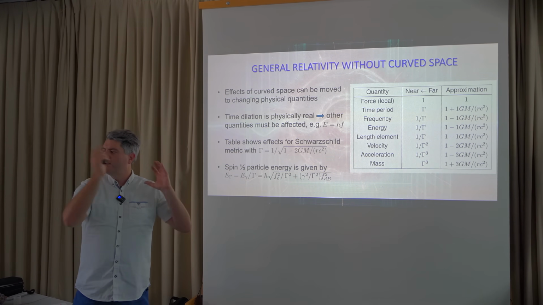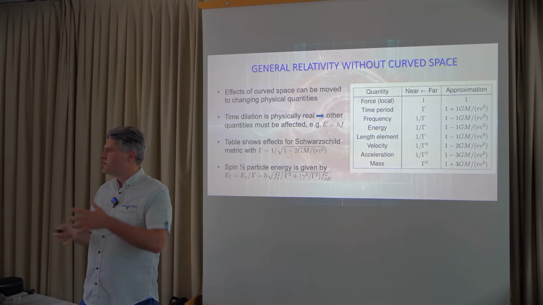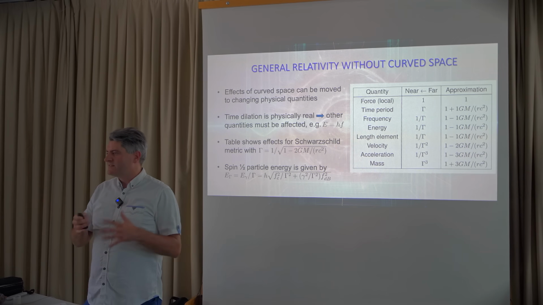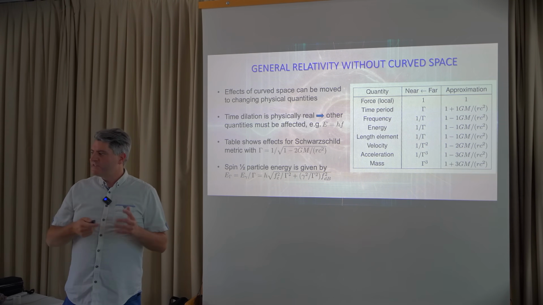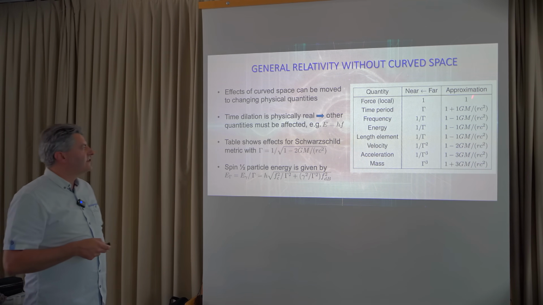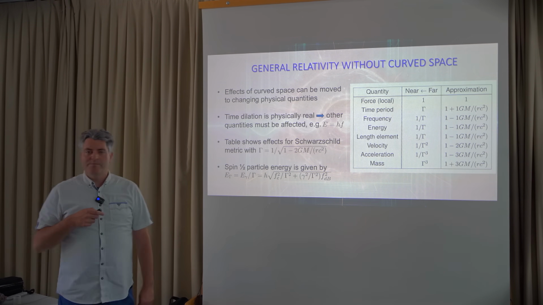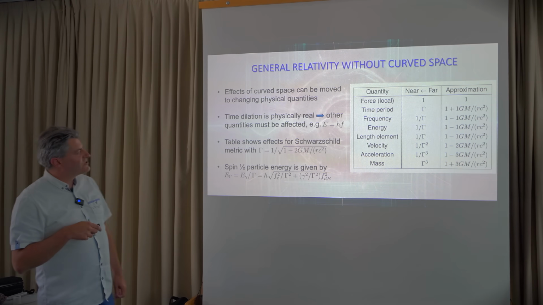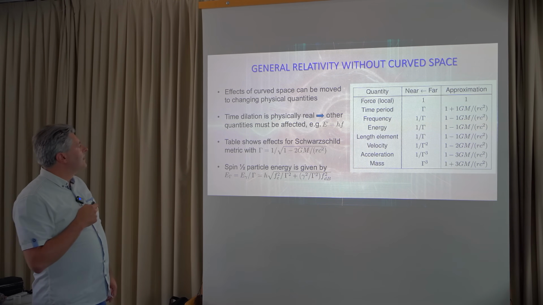So you cannot say time is changing, but all the rest is not, or it's just an imaginary math exercise. That's inconsistent. If time is really changing physically, then all of the rest has to change physically too. And here in that table, you see the factors that would come out to get the same predictions as the Schwarzschild metric gives.